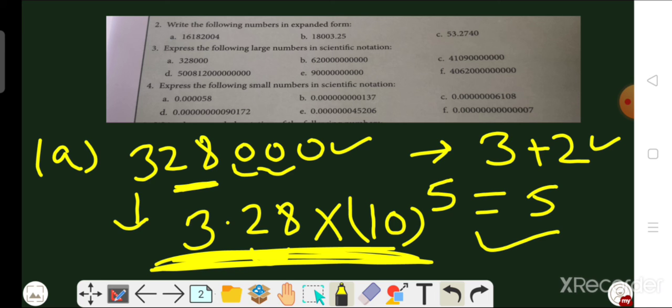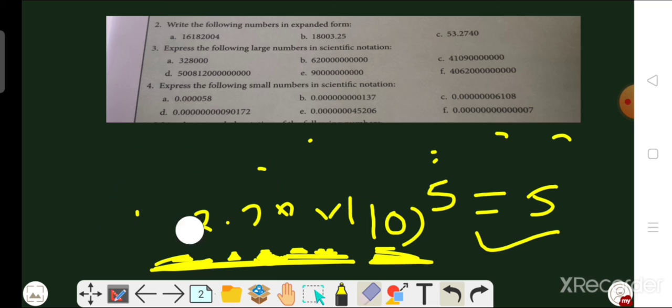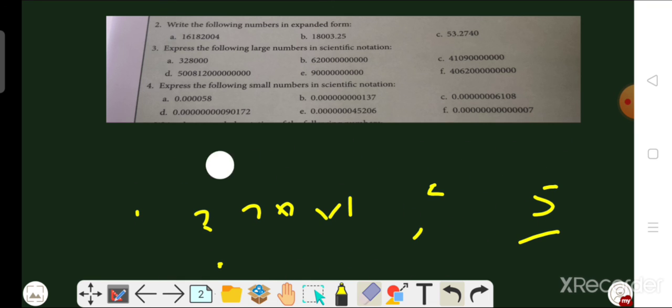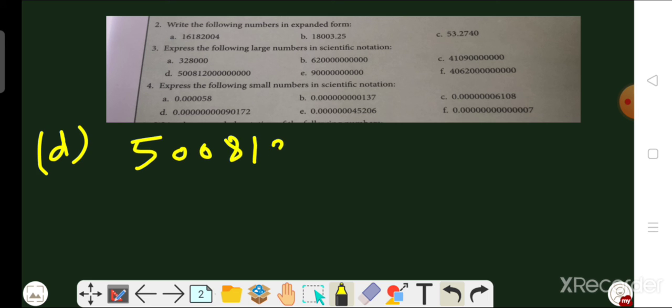Okay, this is the way by which you can represent any given number into scientific notation. Or simply, if you have to represent a number beta into scientific notation, look at here in the next example. In the D part beta, 5008121 1 2 3 4 5 6 7 8 9. This is your D part beta.